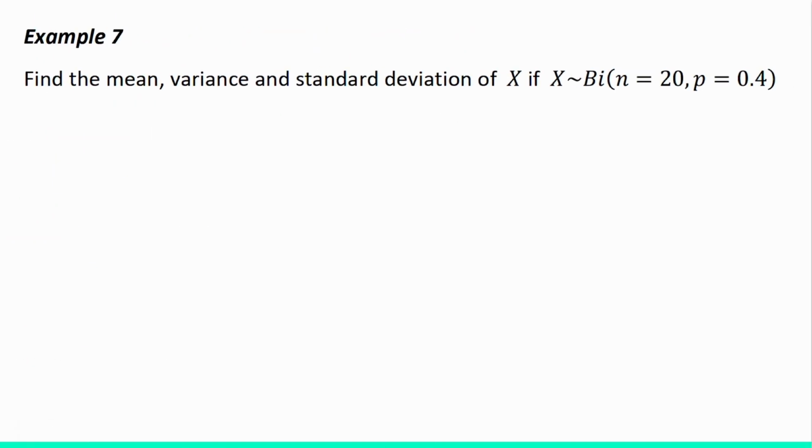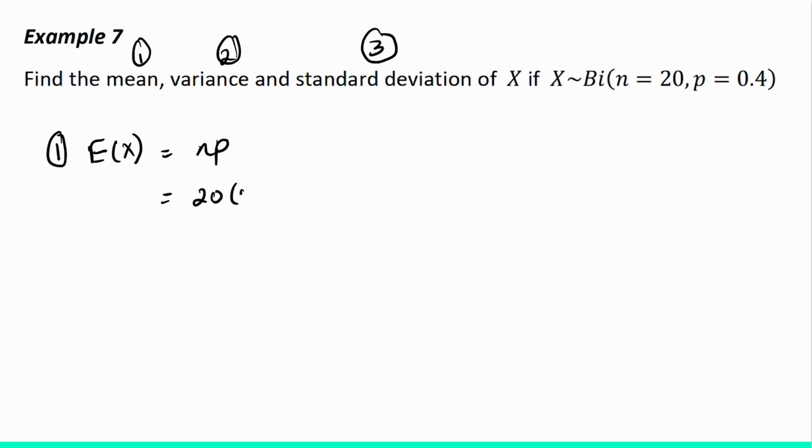All right, let's go ahead and apply all of this. So example 7: find the mean, variance and standard deviation of x if x is a binomial distribution where the number of trials is 20 and the probability of success is 0.4. Really, this is just a matter of applying all of our formulas. So we've got to do 3 things: the mean, the variance, the standard deviation, and all we need to do is find all of those formulas from our previous slides and apply them. So the expected value is the number of trials multiplied by the probability. So that's 20 times 0.4, which is going to be 8. So if I do 20 trials with this probability, I will expect to get around 8 successes.